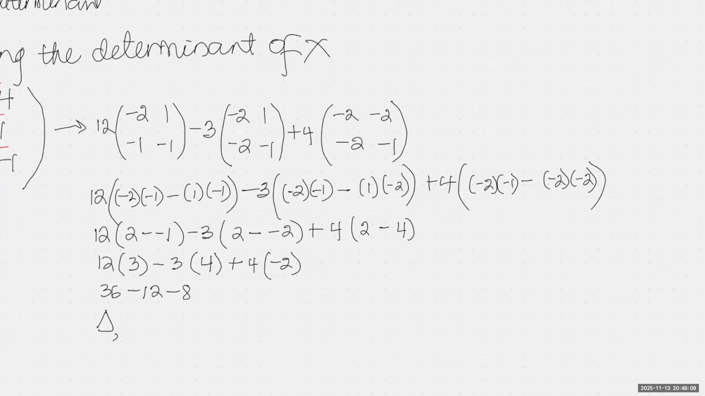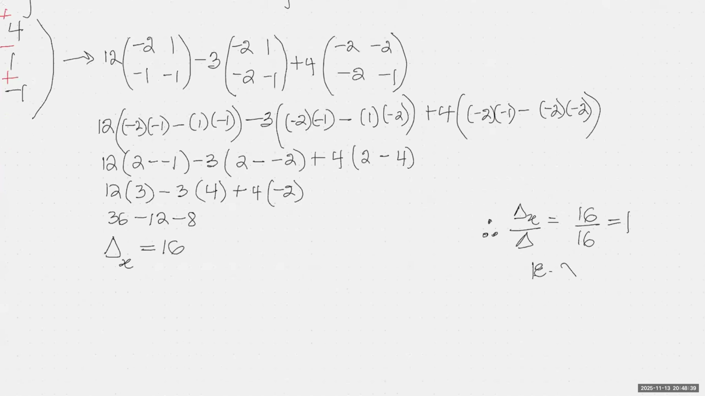You follow me? Watch me again. I just want to show you something right here because I want you to do it for me before time goes. Therefore, delta x divided by delta is going to be equal to 16 over 16, which is equal to 1. That is, x is equal to 1.